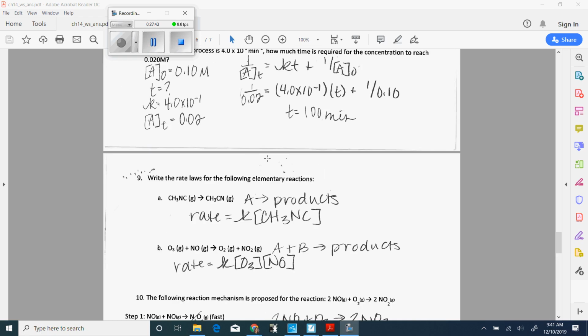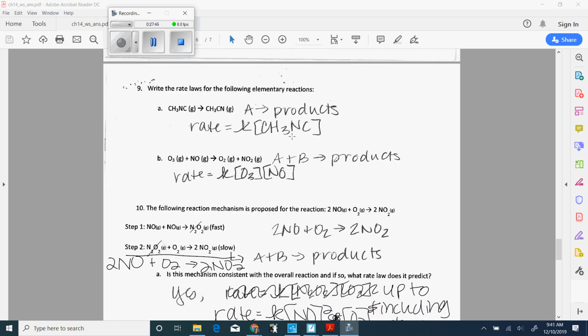Chapter 14 worksheet. Guys, the worksheet packet.